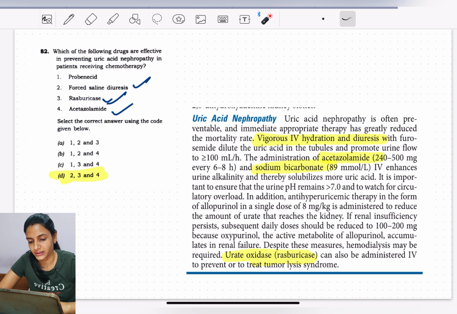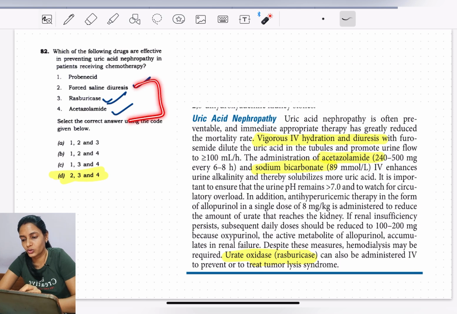Uric acid nephropathy. In a patient receiving chemotherapy, what drugs can we give? We can give vigorous IV hydration and diuresis, acetazolamide, sodium bicarbonate, and urate oxidase (rasburicase). So 2, 3 and 4 are true in this case; probenecid is not given.